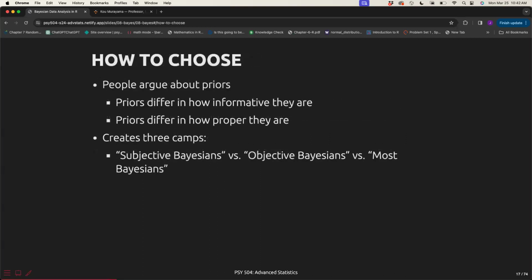And people argue all the time about priors, and priors can differ in 2 ways. They differ in how informative they are and also how proper they are. And this creates 3 camps. There's subjective Bayesians, there's objective Bayesians, and then there's most Bayesians, which I fall under.